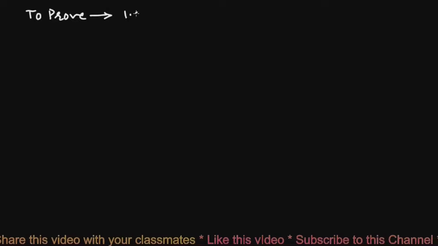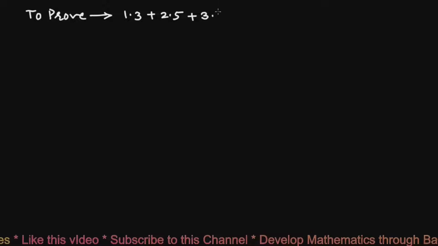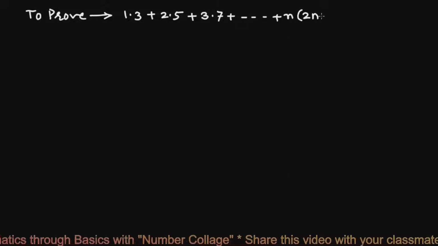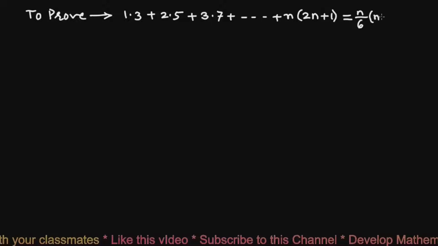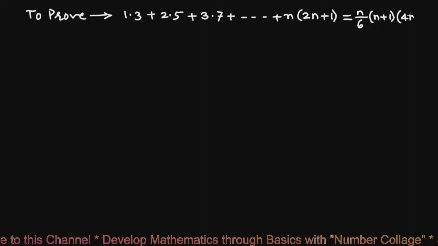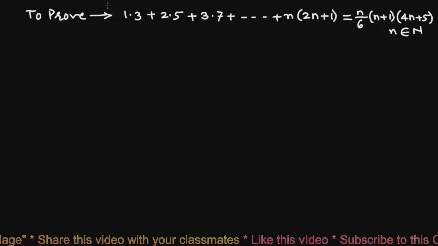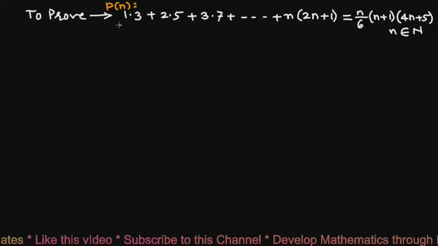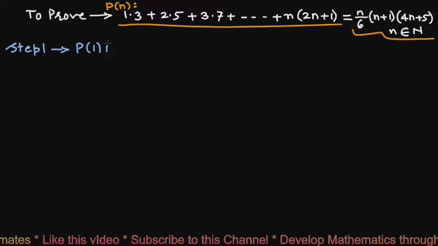We have to prove by method of induction 1 into 3 plus 2 into 5 plus 3 into 7 plus so on and so forth plus n into 2n plus 1 equals n by 6 into n plus 1 into 4n plus 5 for all natural numbers n. First, we will assume the statement to be proved as Pn, which is this whole thing. In step 1, we will prove that P1 is true.